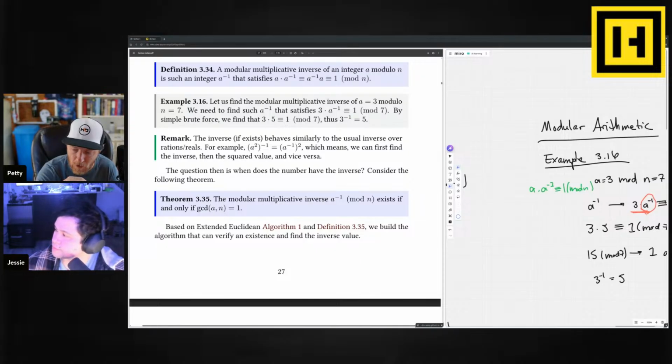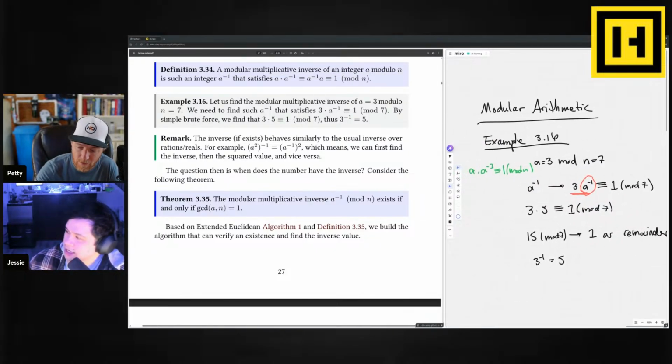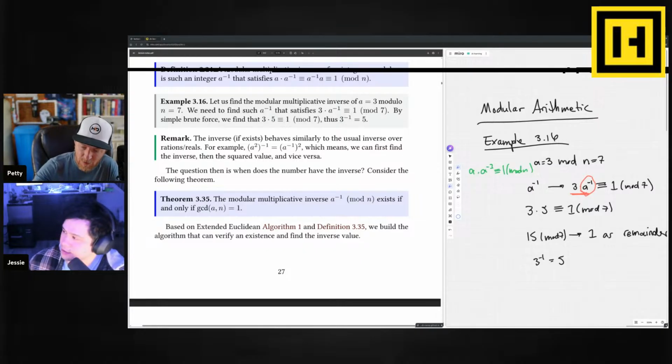Yeah. So they give you A and n. But A is 3, right? So for instance, A is 3. So what times 3 gives you 1 mod 7? The answer is 5, because 5 times 3 is 15, and 15 mod 7 is 1. The definition is A times A inverse, so it should be A times B, where B is equal to 5 and A is equal to 3.